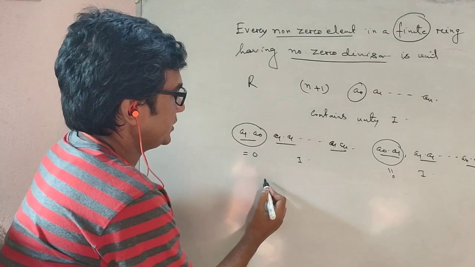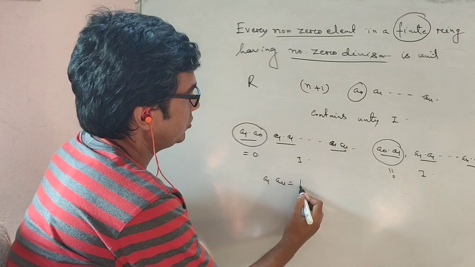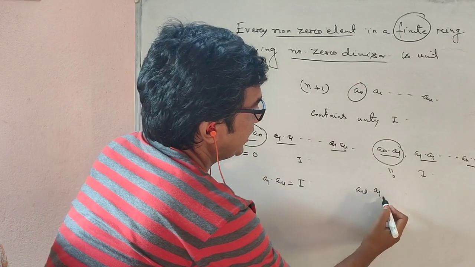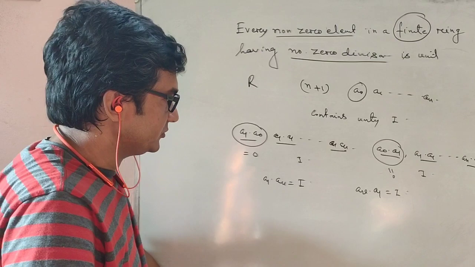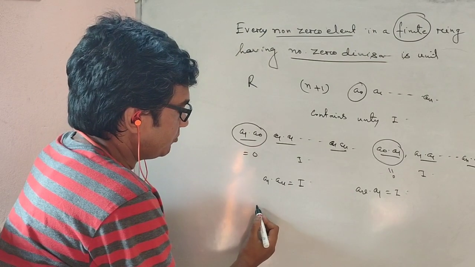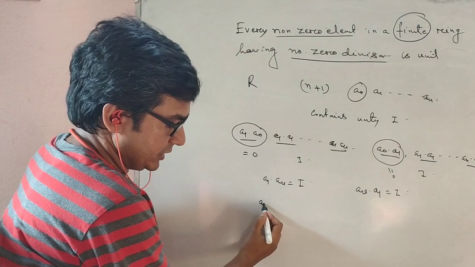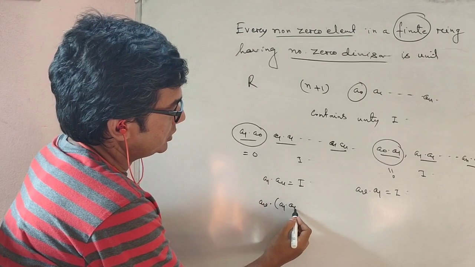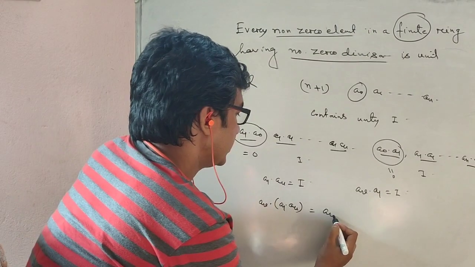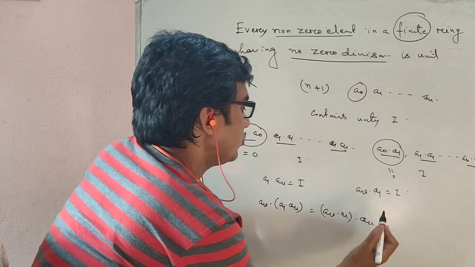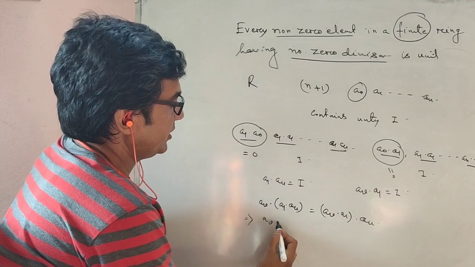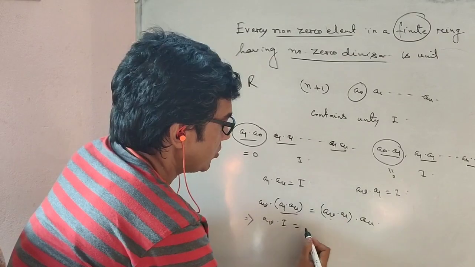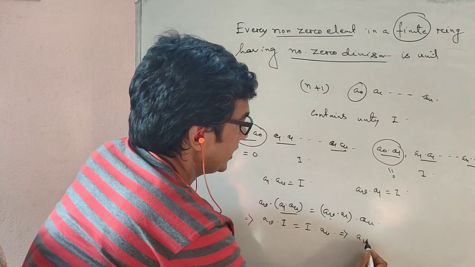Now we can let A1 Au equal to I, and here Ab A1 equal to I. Now we consider the product Ab dot A1 dot Au equal to Ab dot A1 dot Au, which implies Ab dot A1 equal to I and A1 dot Au equal to I, implying Ab equal to Au.